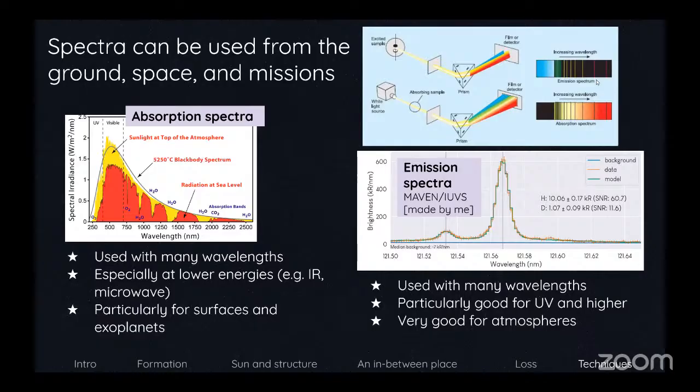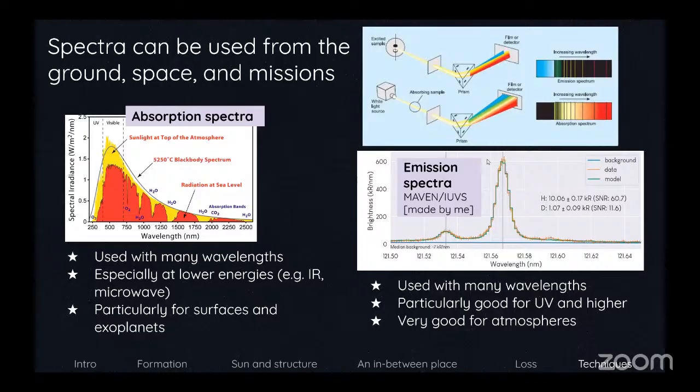So this is an example, again, from MAVEN with our ultraviolet spectrometer. I made this plot because I am part of that team. And here we've got wavelength on the bottom and basically brightness on the y-axis. And we're looking at emissions from hydrogen in the Martian atmosphere. So this is hydrogen Lyman alpha and then deuterium Lyman alpha.